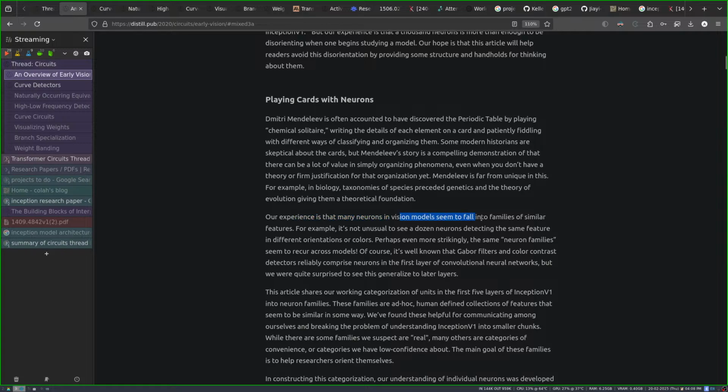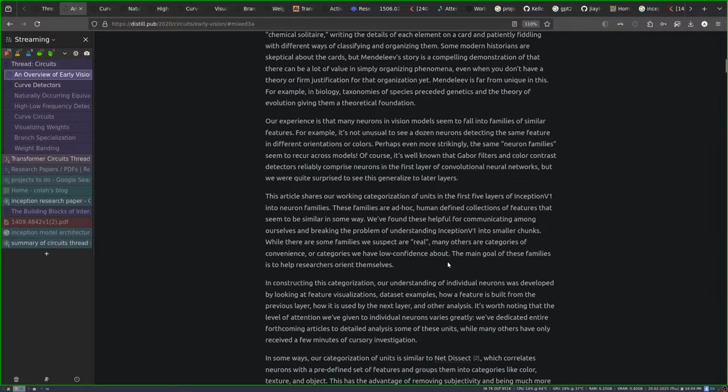Many neurons in vision models seem to fall into families of similar features. Okay, sure. We're categorizing the units in the first five layers of Inception V1. This article shares the working categorization of the units of the first five layers.